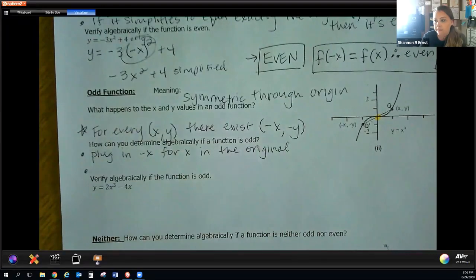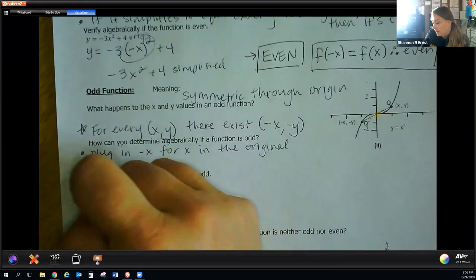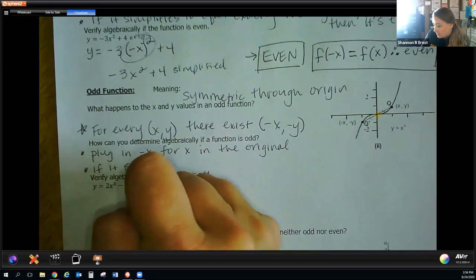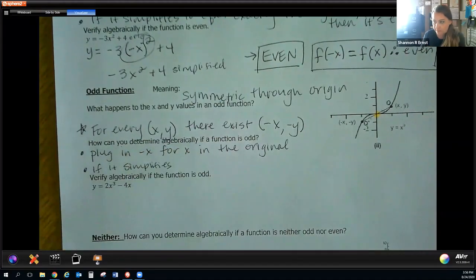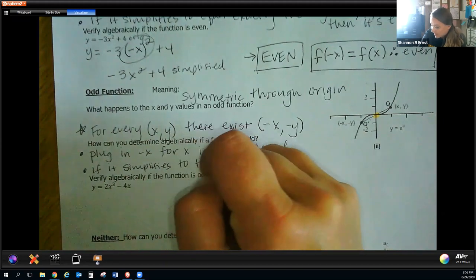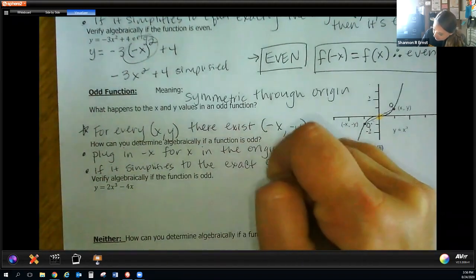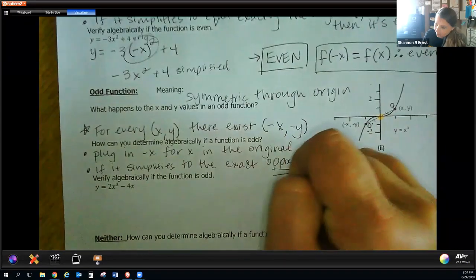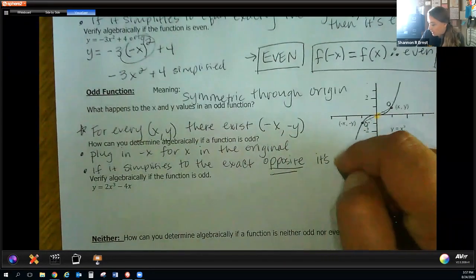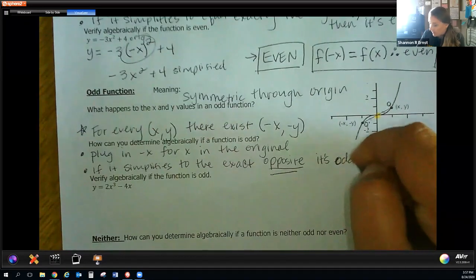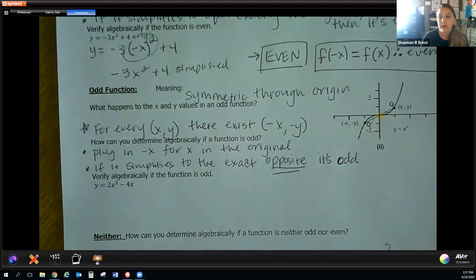Second step, if it simplifies to the exact opposite, it's odd. Sorry, we already did even. It's odd. So exact opposite means that all signs have been flipped. So if it was positive in the original, when we simplified, it's now negative. So if everything is completely flipped, exactly the opposite, then it's odd.